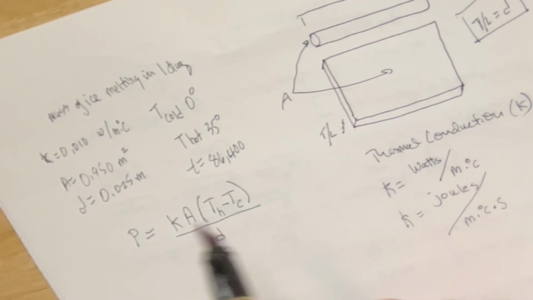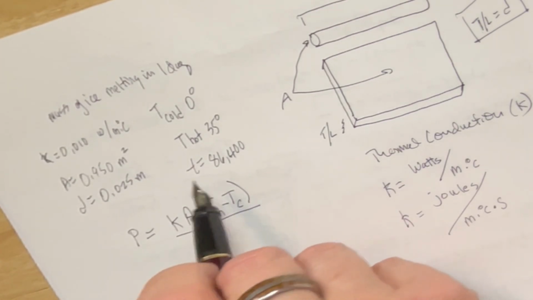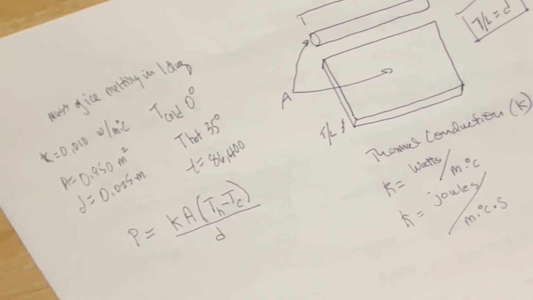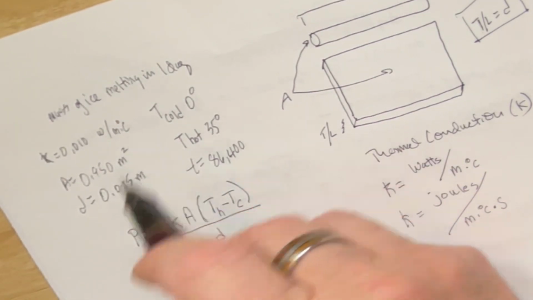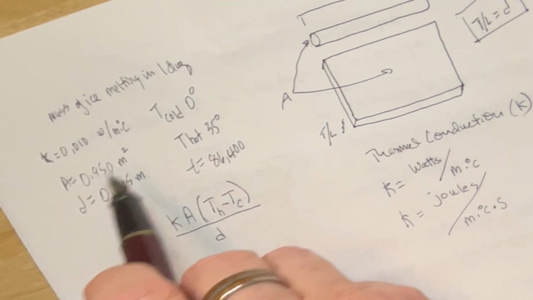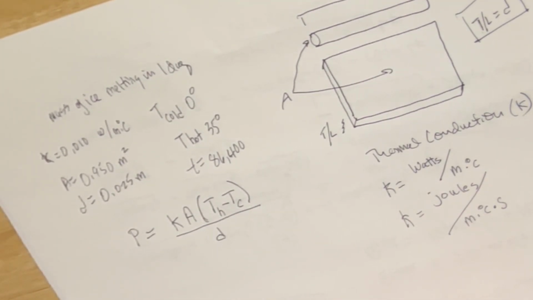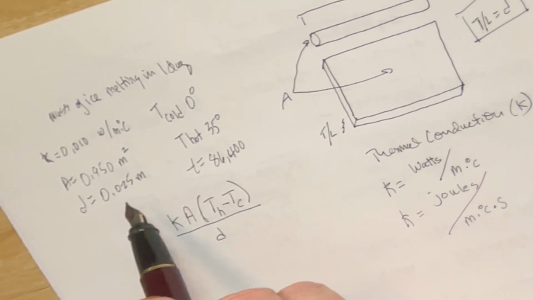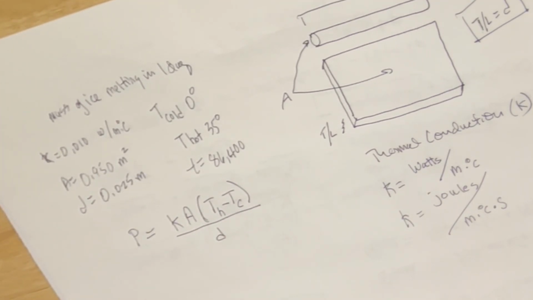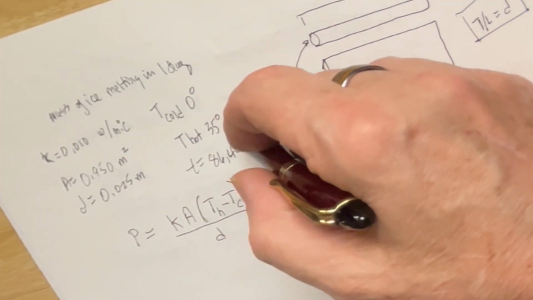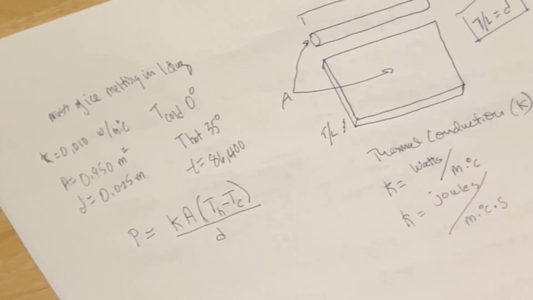Okay, so here are our values. The question is, how much ice will melt in 1 day, which is 24 hours, or 86,400 seconds? Now the K of styrofoam is actually quite low. It's 0.010, and that is watts over meters degrees Celsius. The area is 0.95 meters squared, as we mentioned. The thickness is 2.5 centimeters, or 0.025 meters. Outside temperature 35 degrees, inside temperature 0, and once again there are 86,400 seconds in a day.